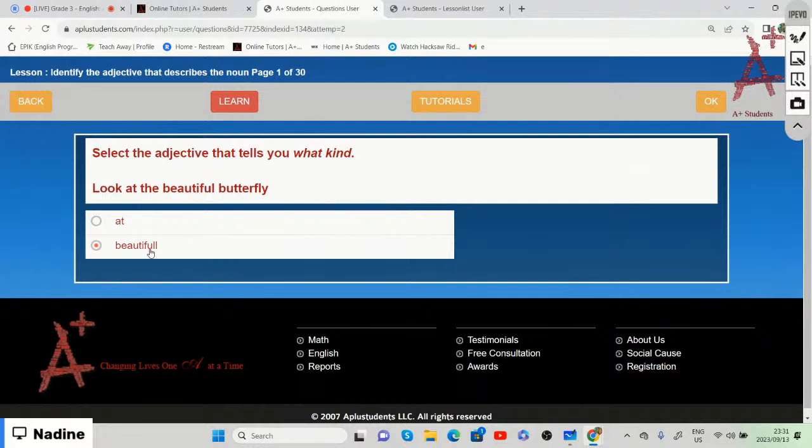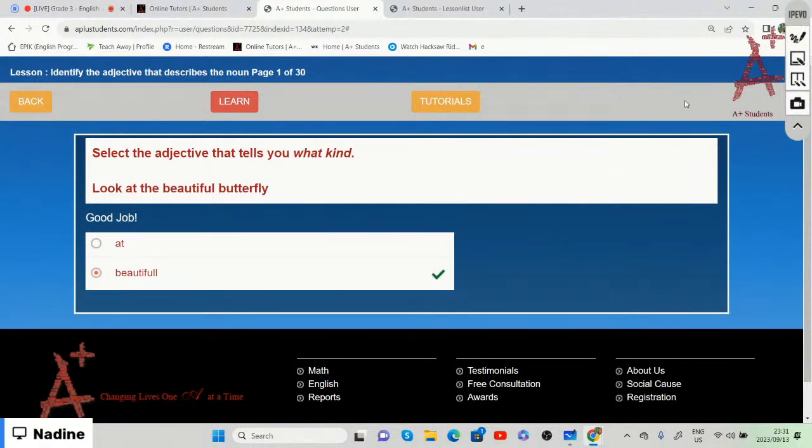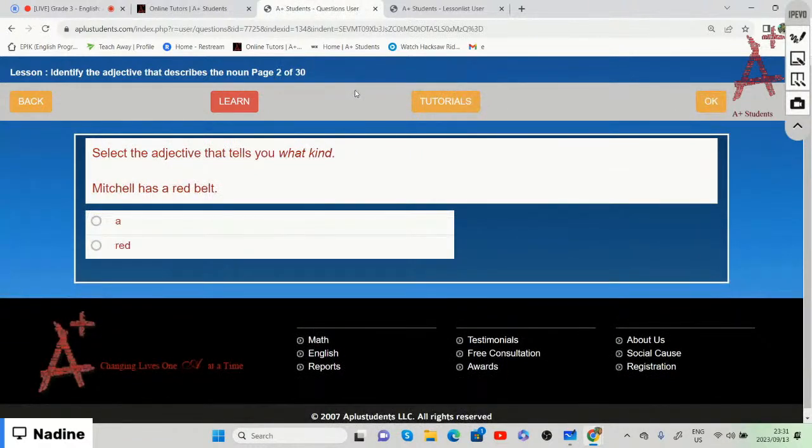And beautiful is correct. Beautiful describes or tells us about the butterfly. It tells us what kind of butterfly. A beautiful butterfly, a purple butterfly. So beautiful tells us what kind of butterfly. Well done.